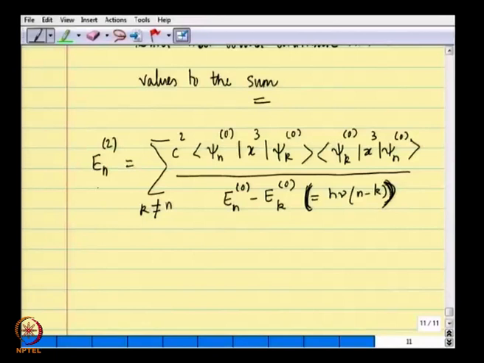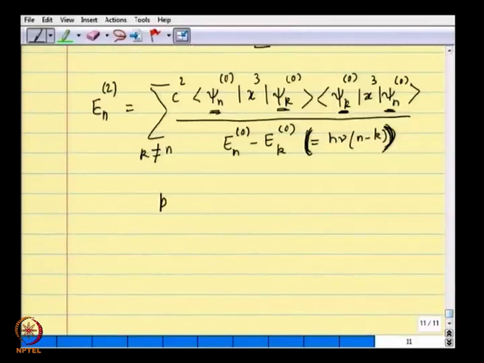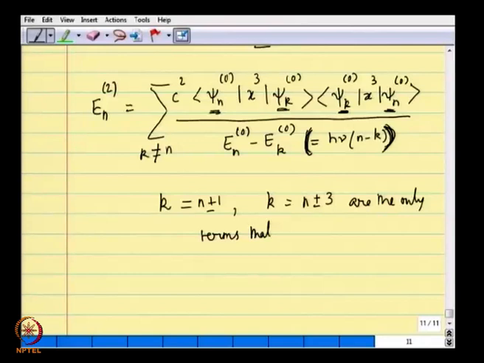If we have to calculate this integral for harmonic oscillator eigenfunctions, 0 order eigenfunctions, okay, the general result that will follow is that k is either equal to n plus 1 or minus 1 and k is equal to n plus or minus 3 are the only terms that we need to worry about.